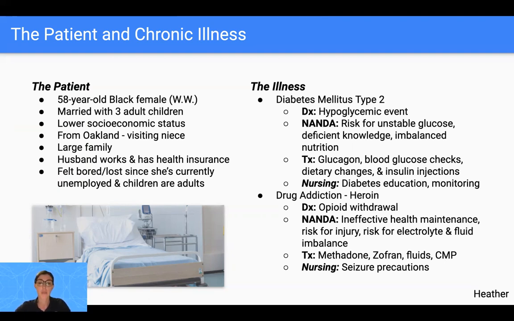So with this, we need to be talking with the patient about diabetes education, helping her understand when she needs to use insulin. And also we need to make sure we follow seizure precautions while she's there and aid her while she goes through withdrawal. Next slide.